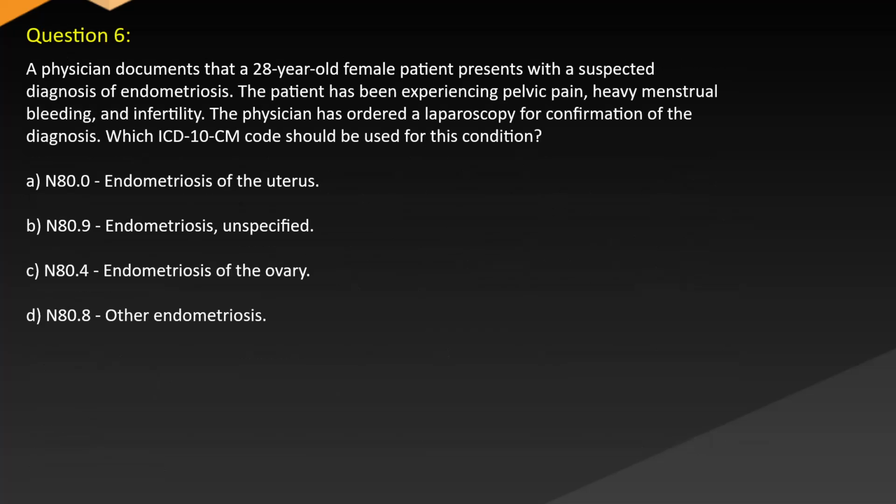Question 6. A physician documents that a 28-year-old female patient presents with a suspected diagnosis of endometriosis. The patient has been experiencing pelvic pain, heavy menstrual bleeding, and infertility. The physician has ordered a laparoscopy for confirmation of the diagnosis. Which ICD-10-CM code should be used for this condition? A. N80.0, endometriosis of the uterus.